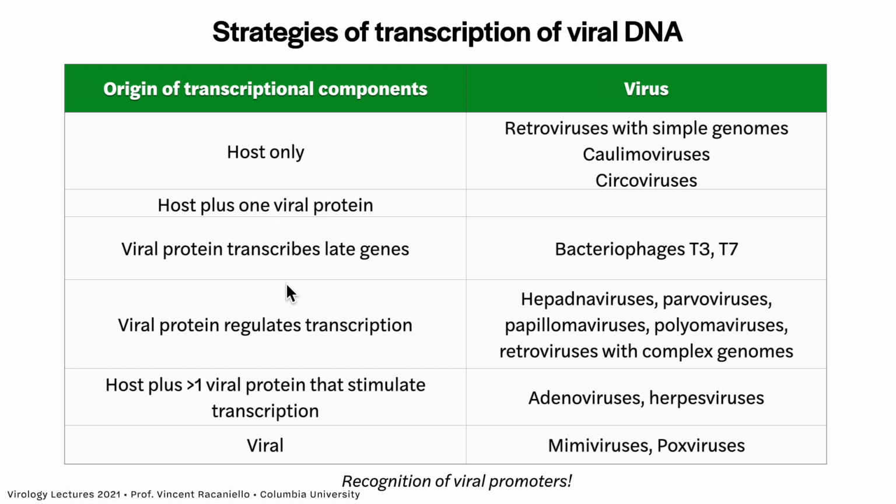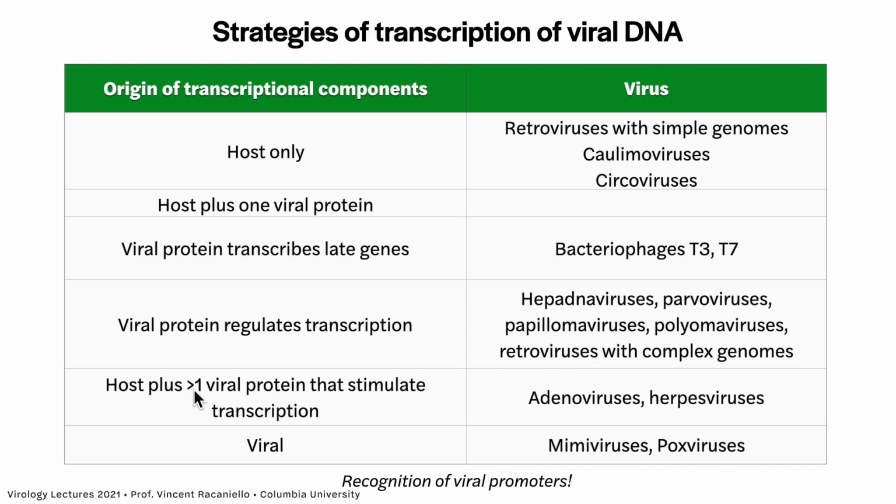All right, and there's two separate categories there. One, the viral protein transcribes the late genes, and here we have bacteriophages like T3 and T7. And then we have another example of a single viral protein. One viral protein regulates transcription, and these are many of the viruses we're going to talk about today: hepadna, parvo, papilloma, polyoma, retroviruses with complex genomes.